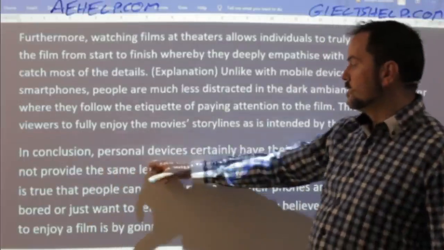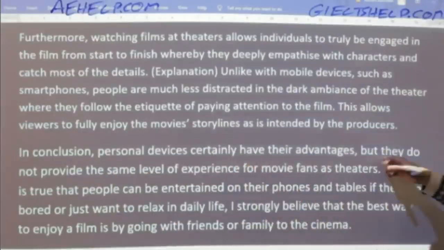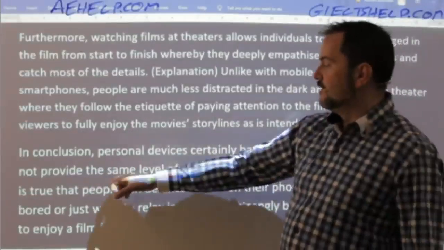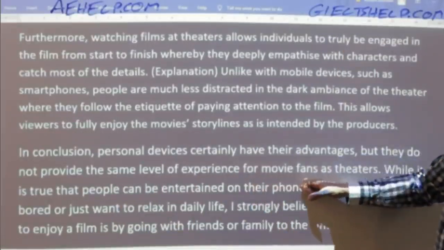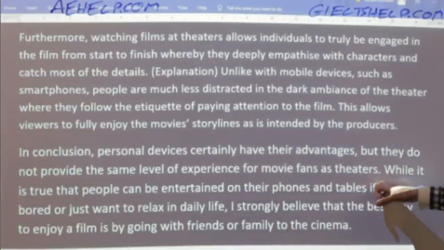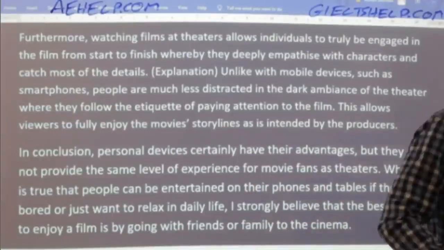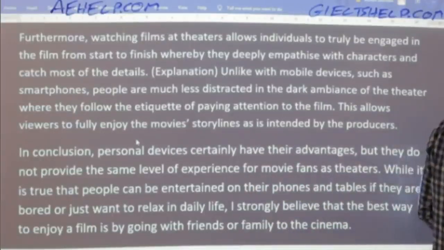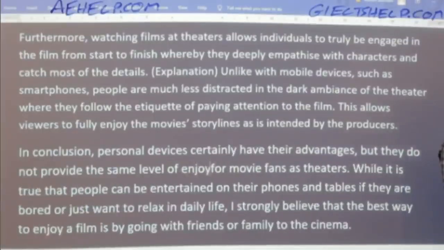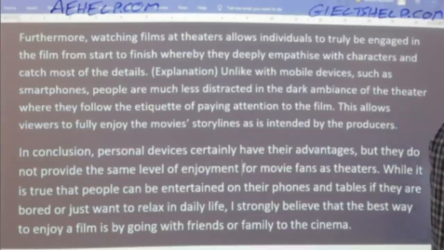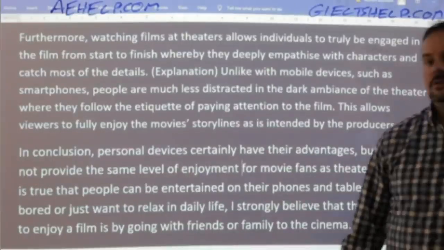In conclusion, personal devices certainly have their advantages, but they do not provide the same level of experience for movie fans as the theaters. Okay. Now again, experience. So I'm going to take that out because I'm feeling too much experience here. So same level of enjoyment for movie fans as theaters. So paraphrasing is what I can do here as well.